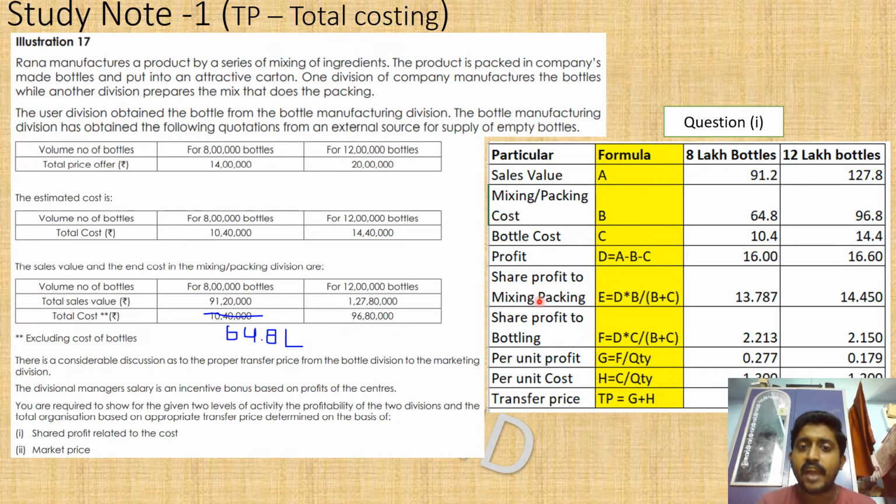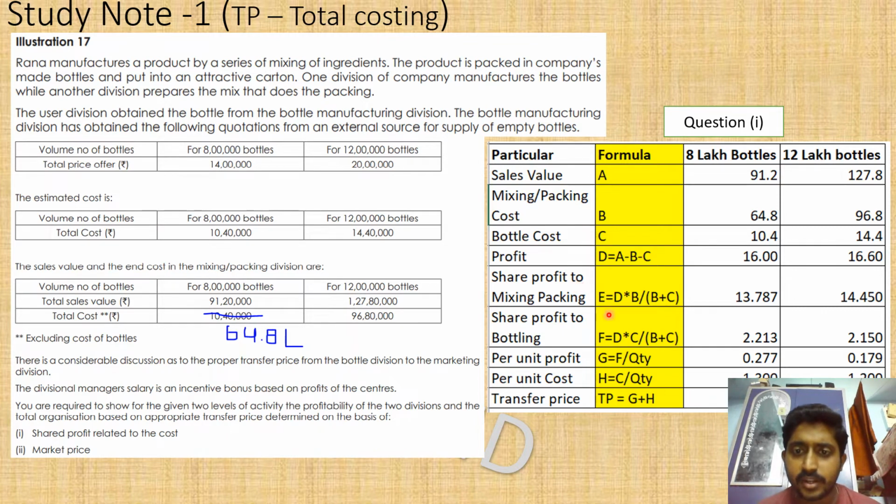Okay, next we have to share the profit. That is what the question is: share the profit related to total cost. So what is the share of profit for mixing and packing? Now we have 16 lakh from end to end. How much of the profit is related to the bottling division, and how much to the mixing and packing division? We have to know that, because it is clearly given that the divisional manager's salary and incentive depend on the profit. So profit has to be allocated properly by the corporate finance, not the factory finance. So now we are taking the role of corporate finance.